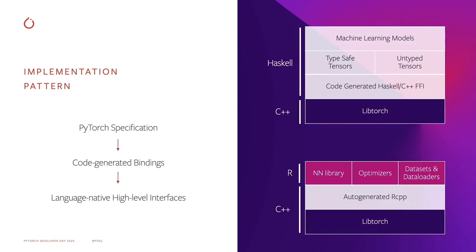And with little manual effort, almost overnight, you have thousands of functions that are now available in your programming language. But the implementation doesn't end right there. On top of these raw bindings, we create higher level interfaces to make the library feel like a native R or Haskell or whatever programming language library, one that takes full advantage of the strengths of your programming language. And we'll see some examples of that later in this talk.